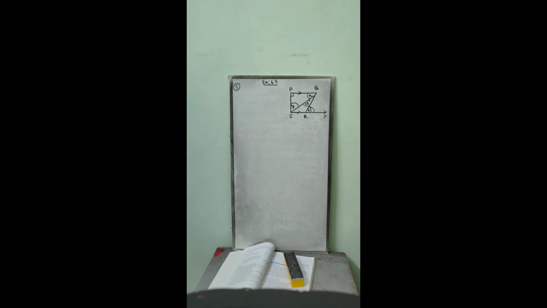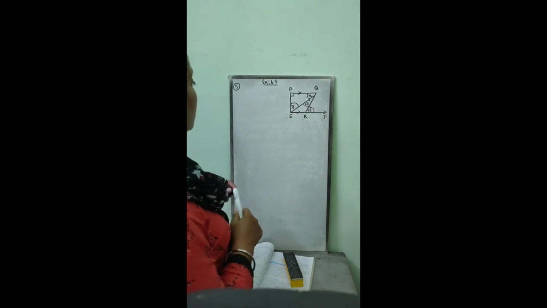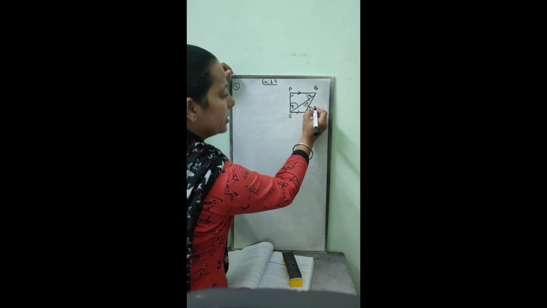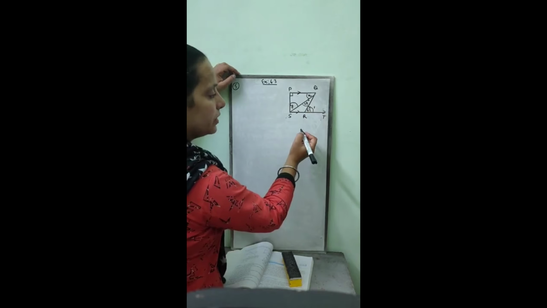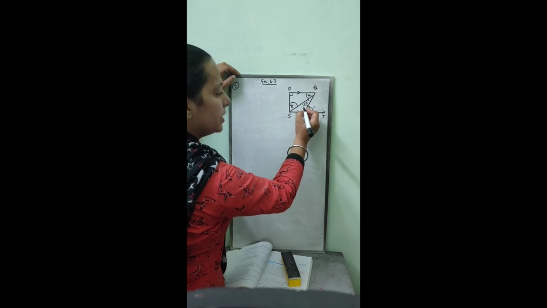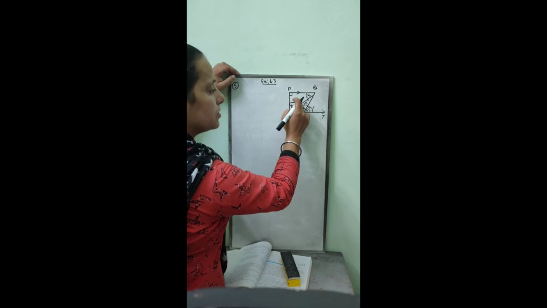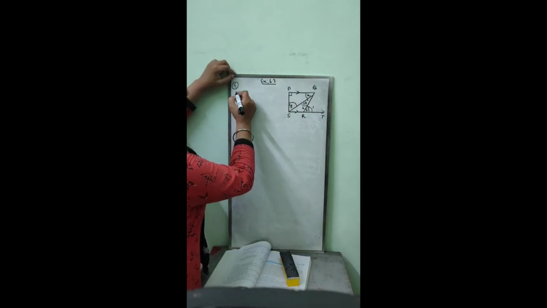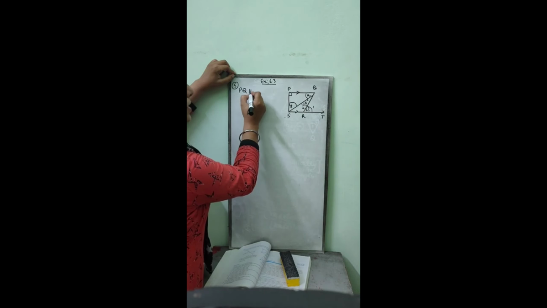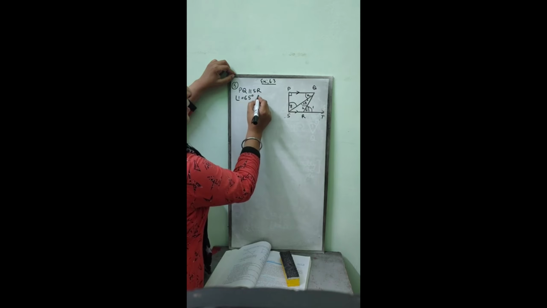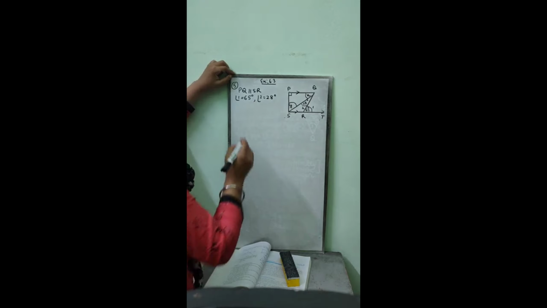Yes students, now we are going to discuss exercise 6.3 sum number 5. See, this angle is 65 degrees. I am marking this angle as 1. Then this angle is 28. This is x, this is y. You will find x and y with the help of angle 1 and 2. PQ is parallel to SR. Angle 1 is 65 degrees. Angle 2 is 28 degrees. Right?